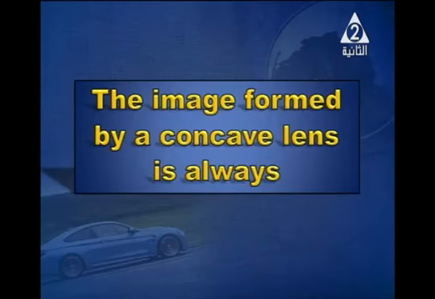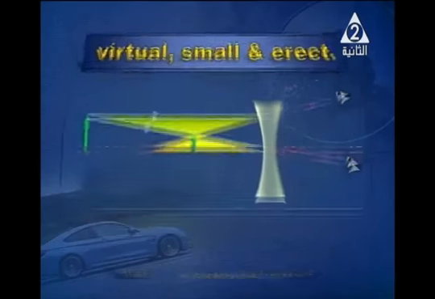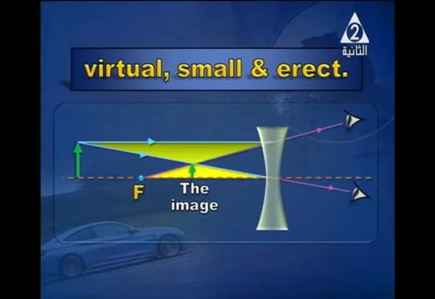The image formed by a concave lens is always virtual, small, and erect. As we see, the object is placed at any point on the principal axis of the concave lens. This object sends two rays. The first one is parallel to the principal axis, which will refract away, and the second ray passes through the optical center of the lens, and so passes without any refraction.